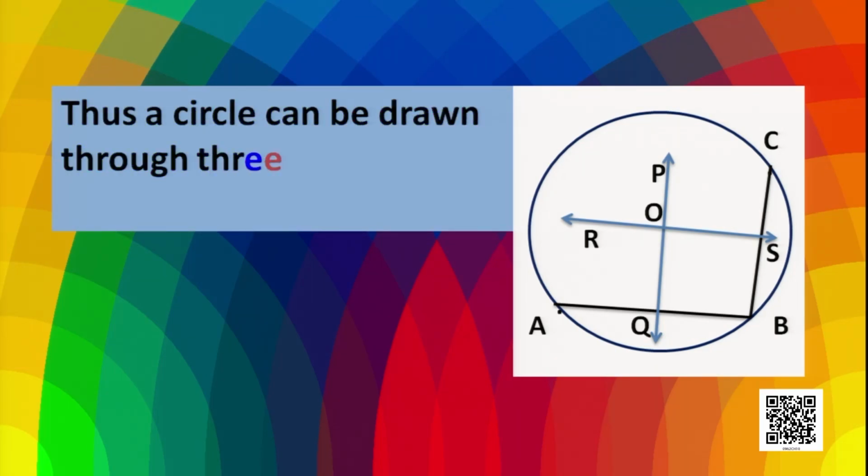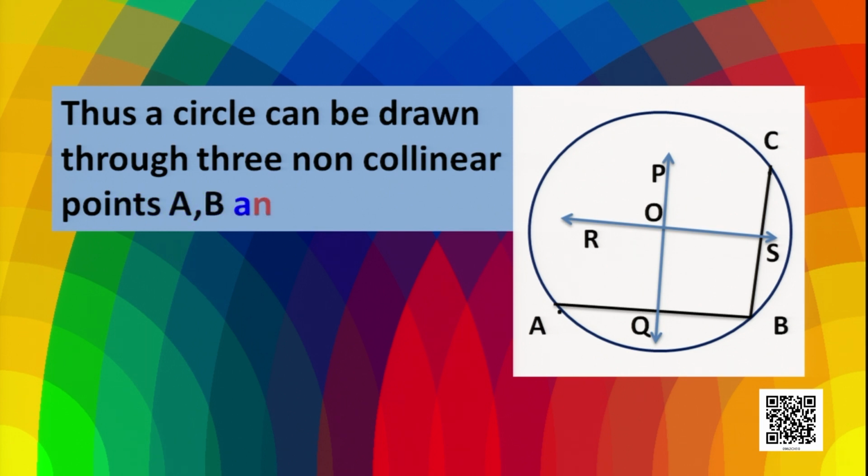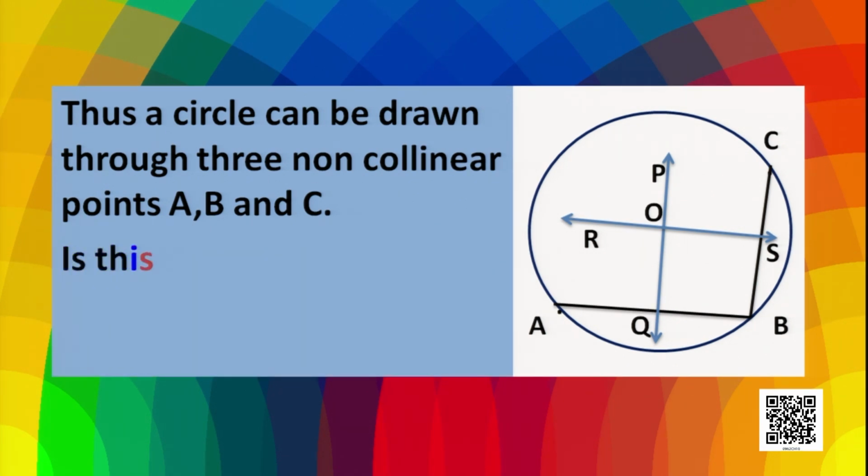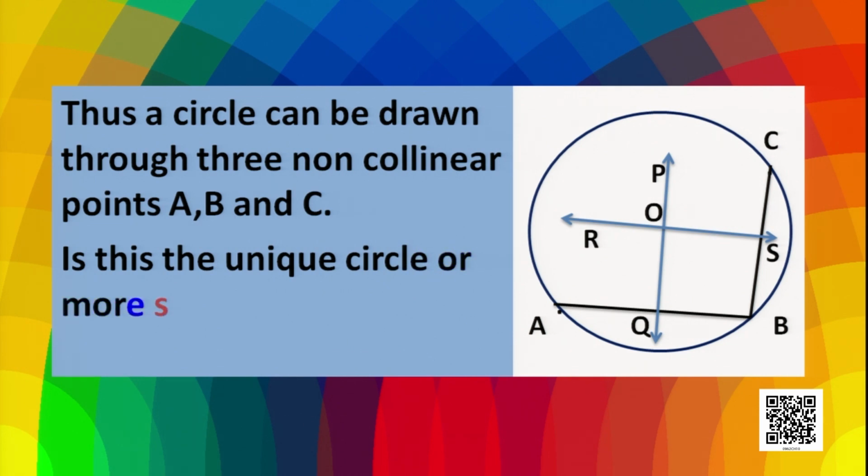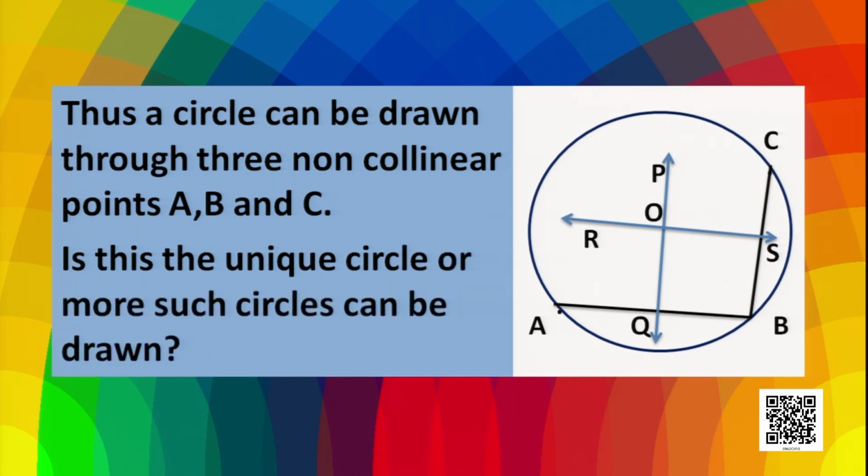So by drawing this circle, we can say that a circle can be drawn through three non-collinear points A, B and C. So is this the only circle that passes through A, B and C? To prove the uniqueness of this circle, let's take another circle that passes through A, B, C.